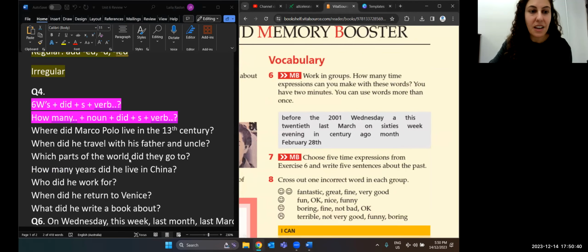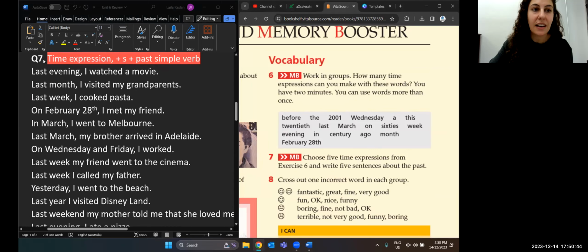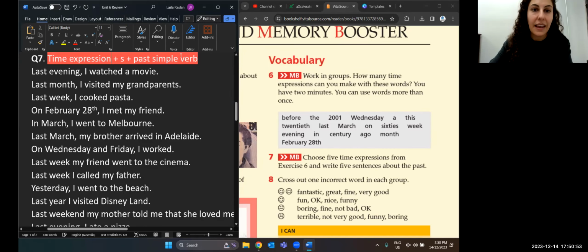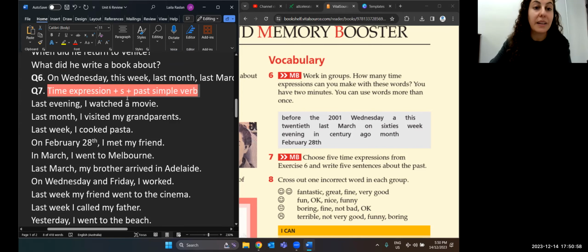Okay, let's look at some time expressions. So you remember we did some time expressions. It just means time when the action happened. So we can put that before the subject and then the past simple verb. So that's our rule. Time expression plus subject. Remember, I, you, he, she, it, we, they, or you can say who the person's name, or my parents, or the school, whatever. You can say what the subject is.